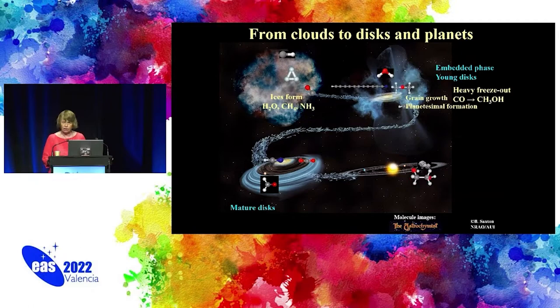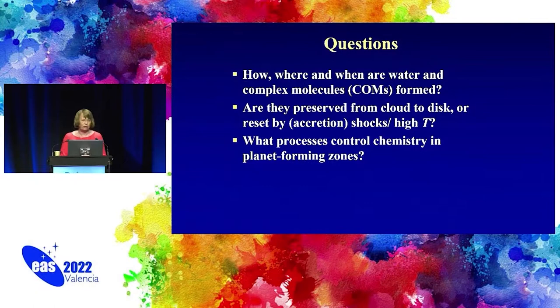And so this is why, if you want to study the chemistry of planet formation, you have to go back also to these very early stages. So some of the questions that we've been trying to address over the years are: how, where, and when are molecules like water and complex molecules formed? Are they preserved from cloud to disk? Or are they reset by, say, accretion shocks? And then what are the processes that ultimately control the chemistry in the planet-forming zones?